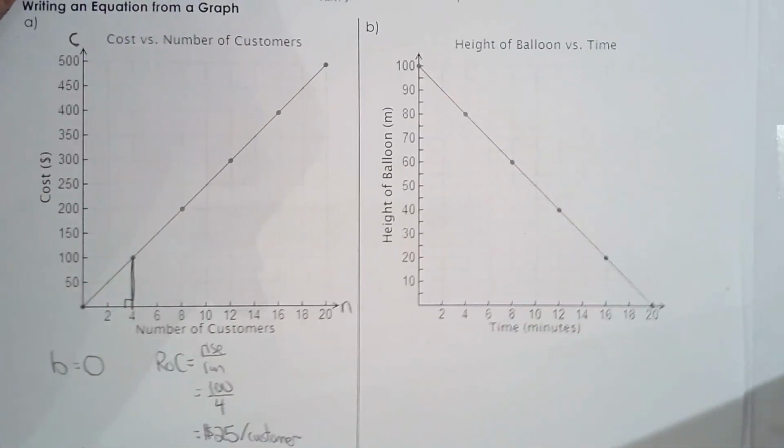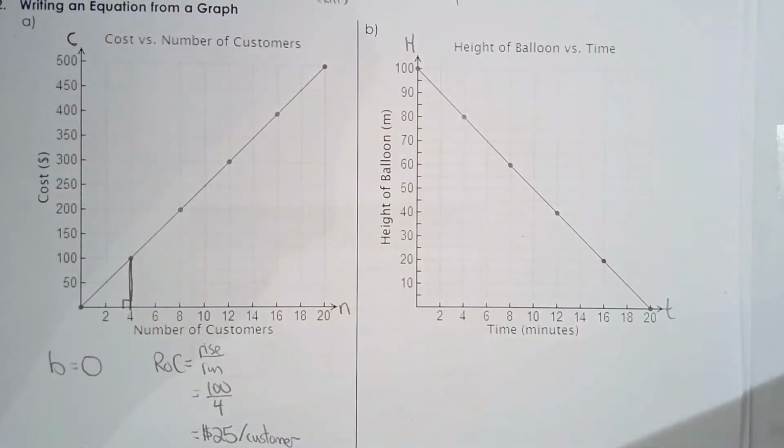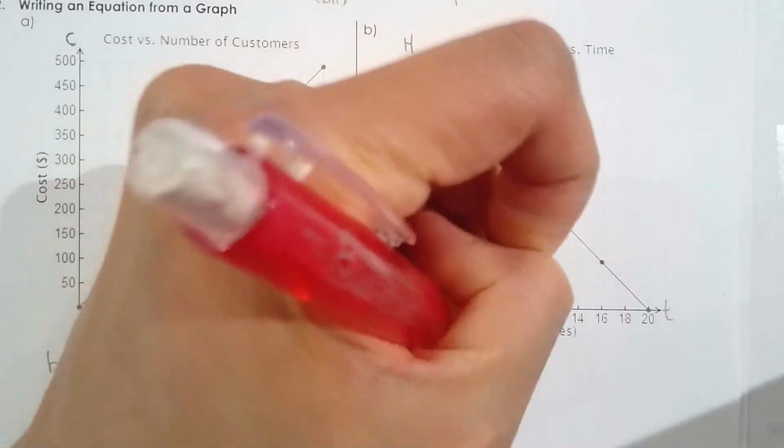Okay, so let's do over here. Height of balloon versus time. So I want to force the height to be H and time to be T. Okay, so 2 things. I need the rate of change and the vertical intercept. So I'm going to start with the vertical intercept because I can just open my eyes and I can see that the vertical intercept is 100. What about the rate of change?